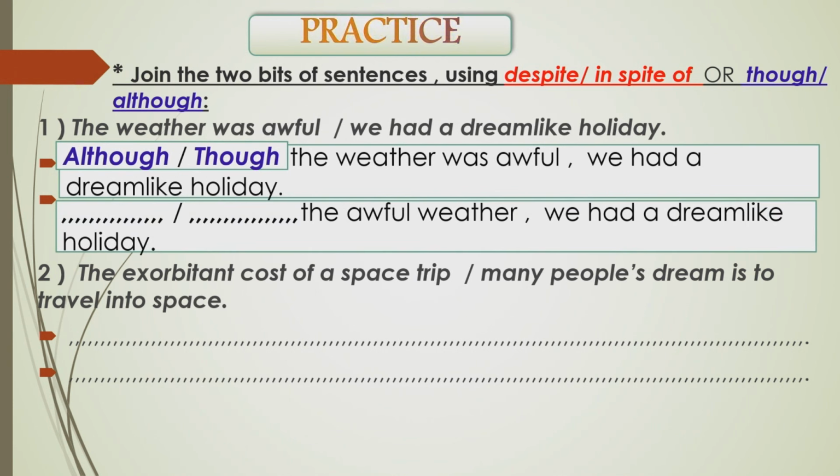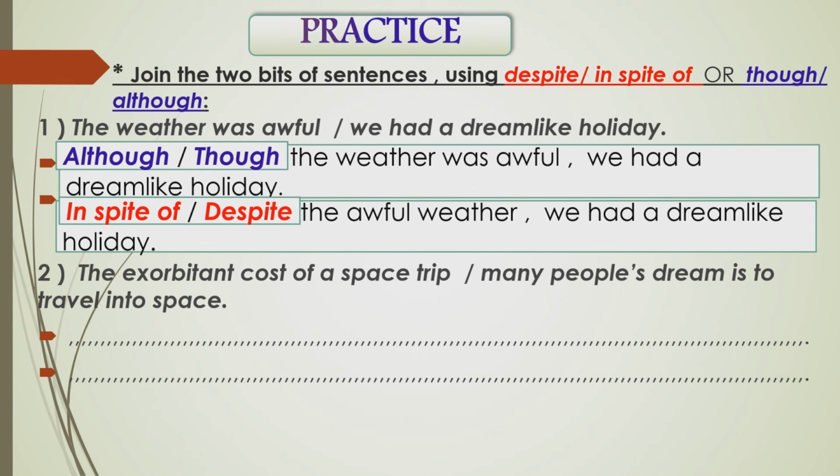Let's move on now to the second possibility, to join the two bits. The awful weather. So, we cannot consider this as a sentence, but rather as a noun clause. So, we have no other choice but despite or in spite of. So, I read the complete sentence. In spite of the awful weather, we had a dream-like holiday.